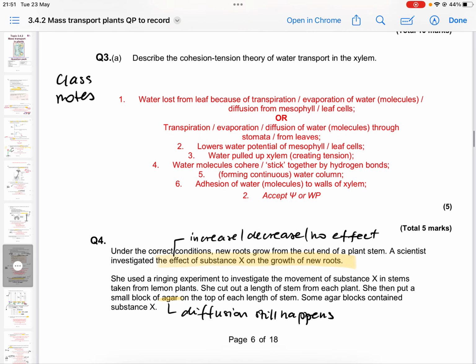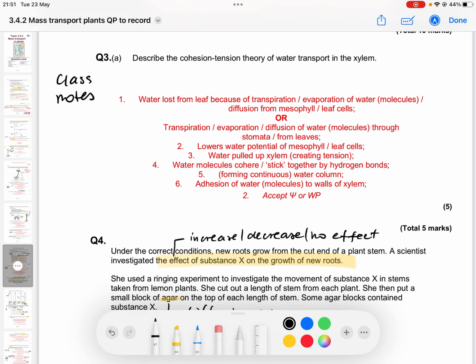Question 3 is nothing else than the model answer, asking you to describe the cohesion tension of the water molecules in the xylem. So remember, we'll quickly put our poster up one more time. So that's our plant. Due to high light intensity, the water is lost from the leaf because of transpiration. Transpiration now will lower the water potential in the mesophyll of the leaves, and that will allow the water to be taken in by the roots from the soil.